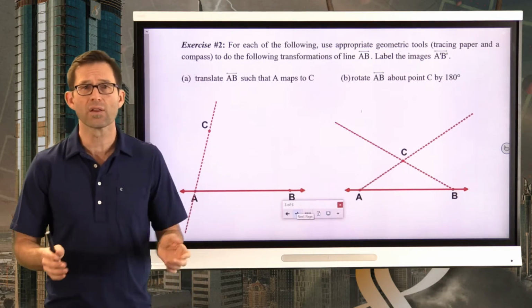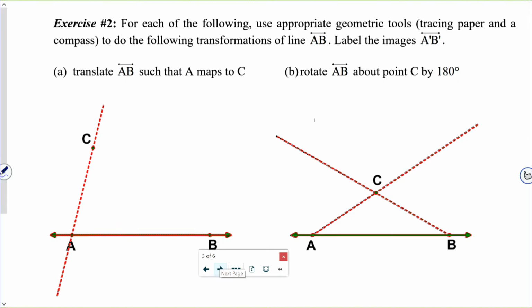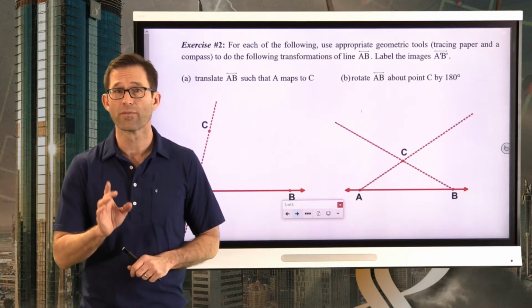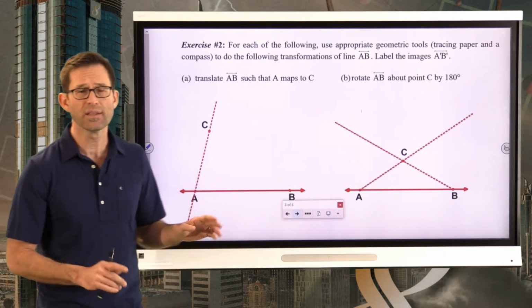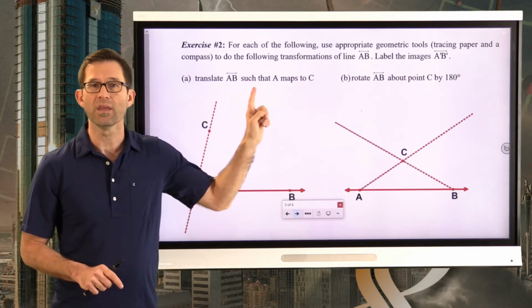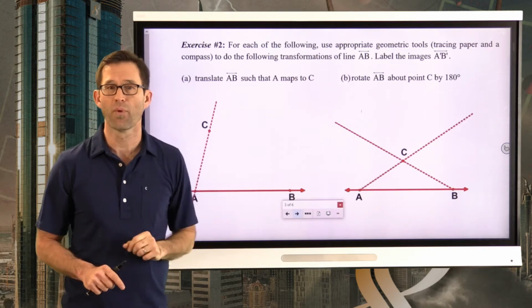So let's take a look at exercise number 2. For each of the following, use appropriate geometric tools like tracing paper and a compass to do the following transformations of line AB. Label the images A prime, B prime. All right. Now, what's great is you can actually just use tracing paper for both of these things. Let's actually kind of do them together. Letter A, it says translate line AB such that A maps to point C.